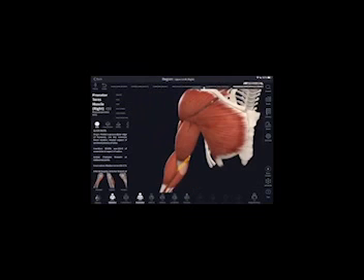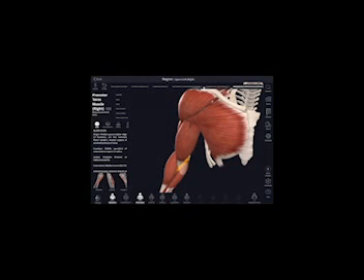Now we want to move on to the pronation and the supination movement, and which musculature will do that particular movement. The first one is the pronation. The pronation is done by the pronator teres and the pronator quadratus. So first, let's take a look at the pronator teres.